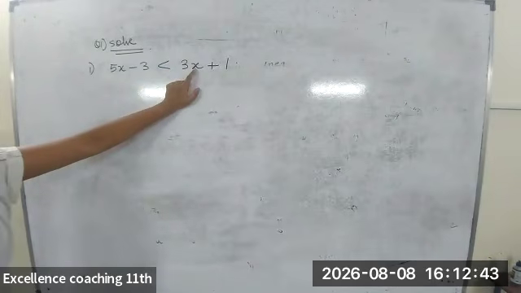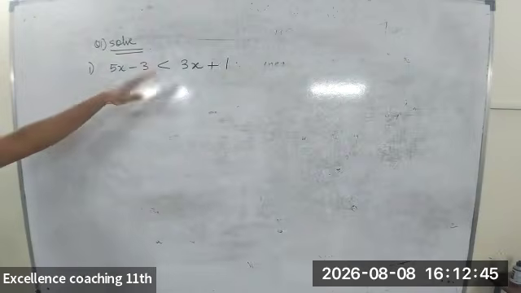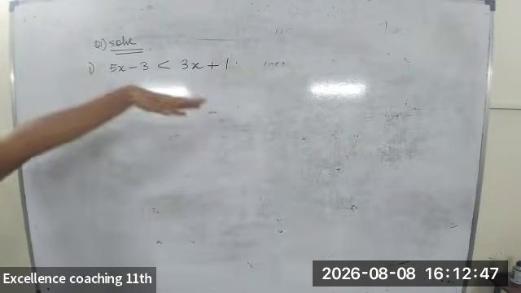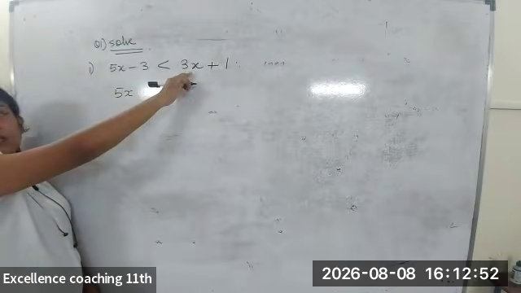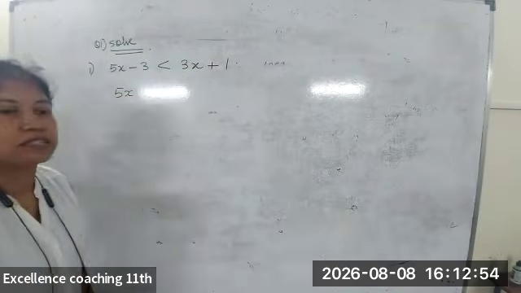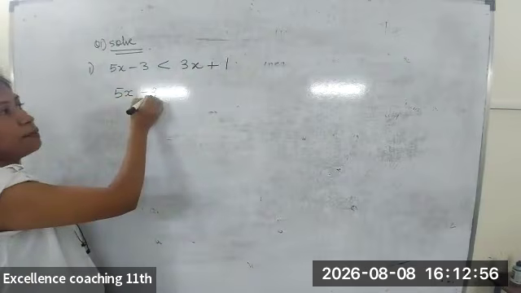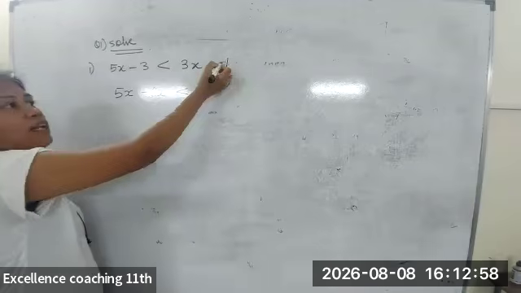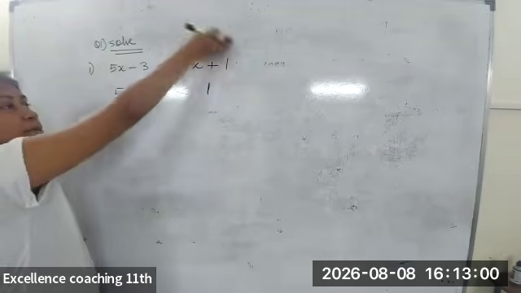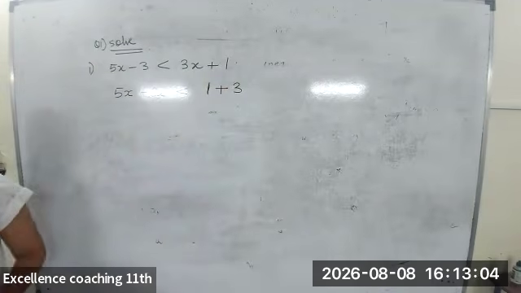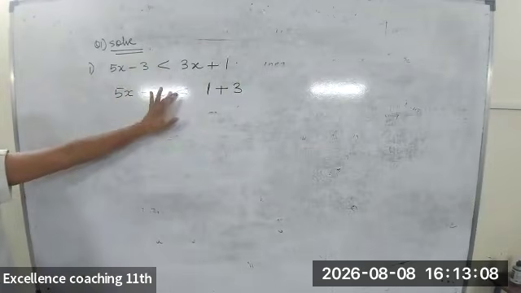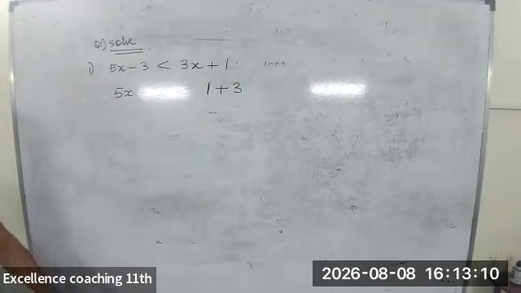Now what you have to do? Bring x on the left hand side, take numbers on the right hand side. So 5x is here. So 3x is on the right hand side. So bring him to the left hand side. So it will become what? Minus 3x. 1 I am keeping there as it is. Minus 3 I am taking on the other side. So it will become plus 3. I am not dividing or multiplying by any negative number. So this sign will not change. It will remain as it is.